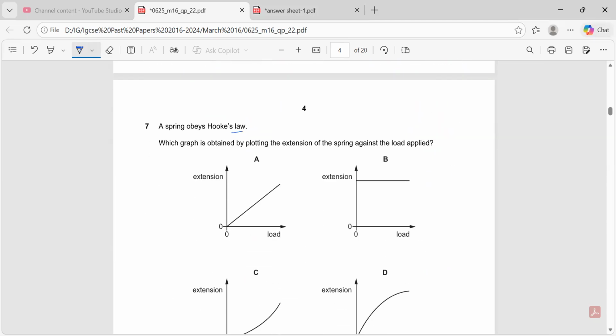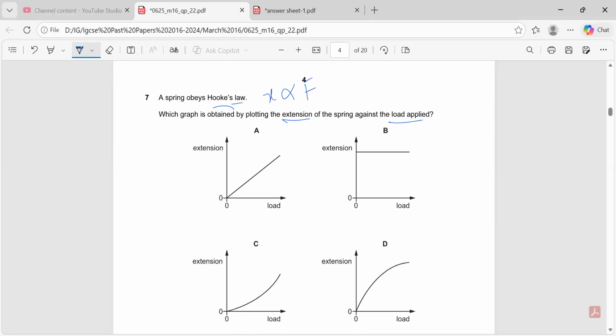A spring obeys Hooke's law. If it obeys Hooke's law, it means extension is directly proportional to the force. Which graph is obtained by plotting the extension of the spring against the load applied? Now, if two quantities are directly proportional, we know one thing which is very important. The graph will be a straight line and it will be passing through origin. So of course, very simple and straightforward.